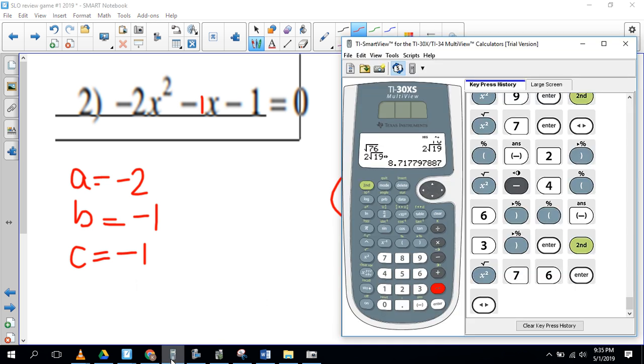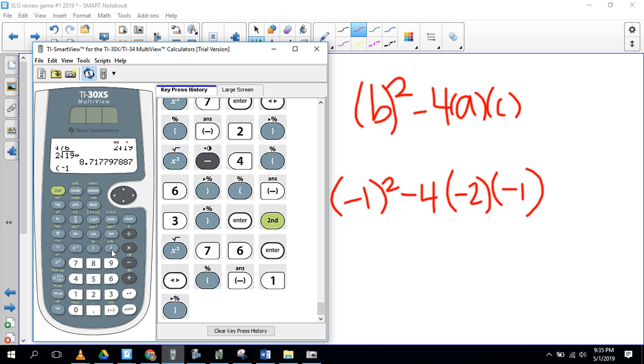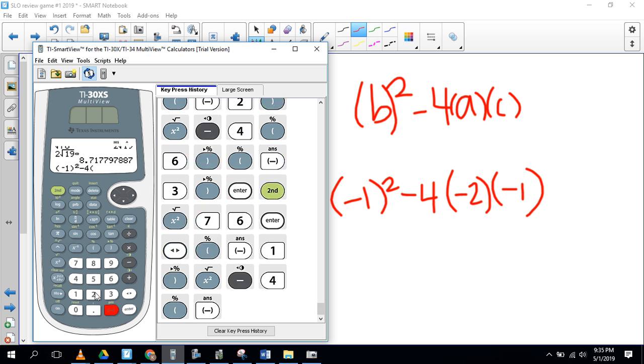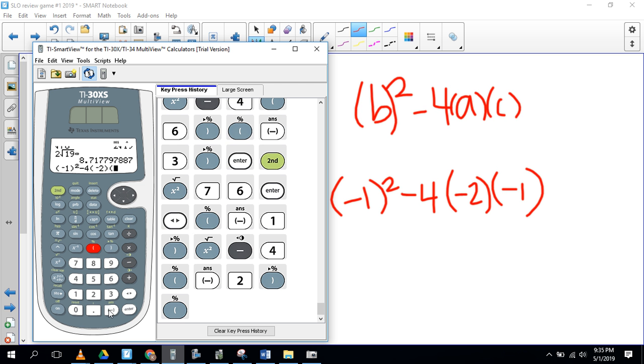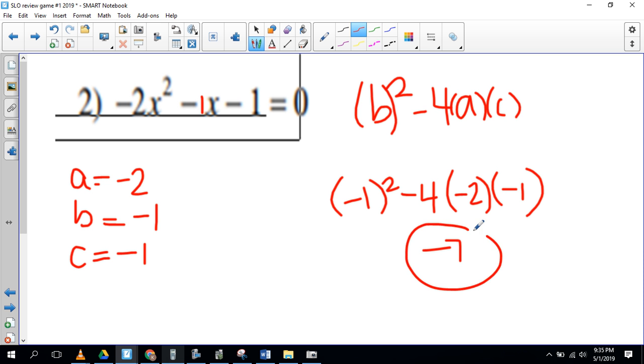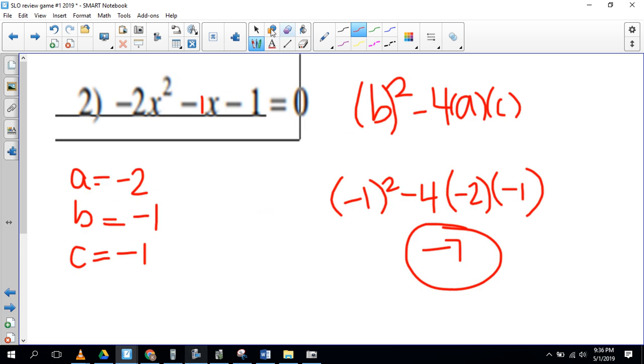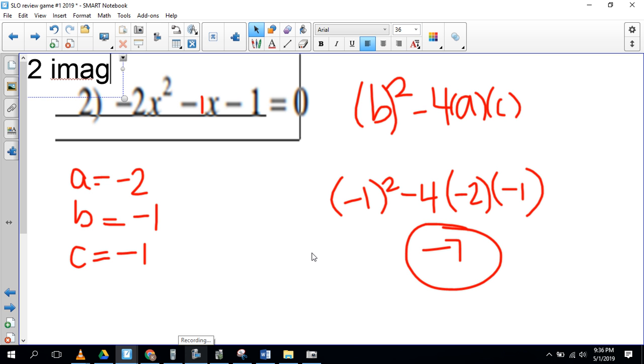And all I'm going to do is plug this into my calculator. So we've got parentheses negative 1 squared minus 4 parentheses negative 2 parentheses negative 1. And I get negative 7. So we're going to look here. My answer is negative 7. So I know it can't be these two as positive. It's not 0. So it's a negative answer. So my answer will be 2 imaginary. So that's basically what we'll be looking at: 2 imaginary.